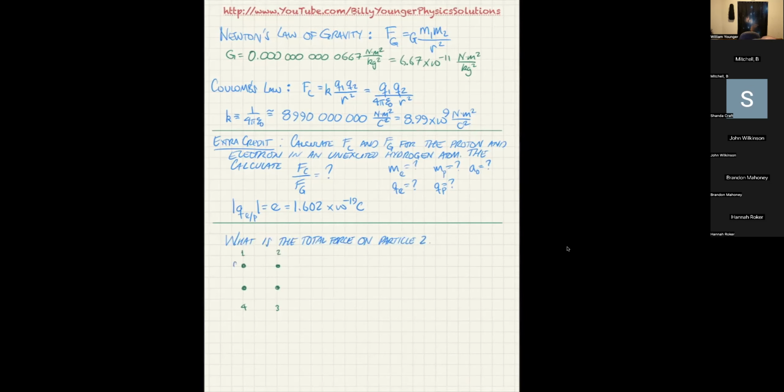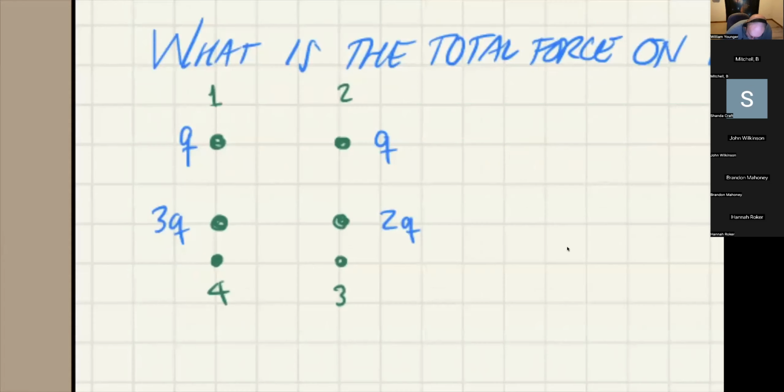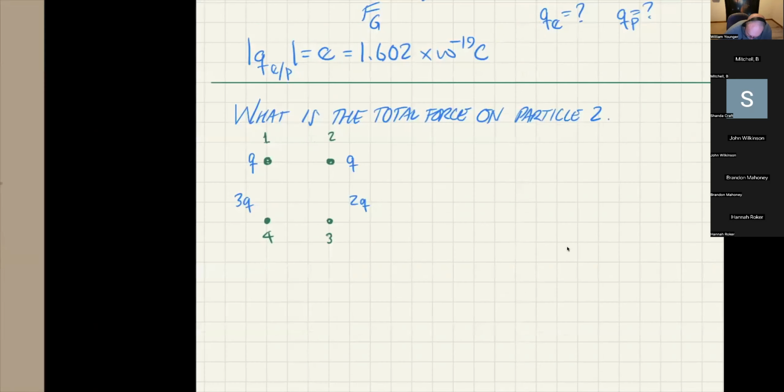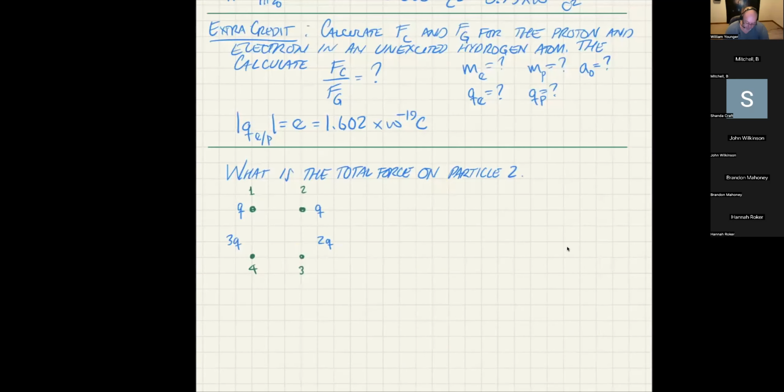This one's going to have a charge Q. This one's going to have a charge Q. This one's going to have a charge of 2Q. And this one's going to have a charge of 3Q. I didn't draw it exactly correctly. Let me fix that. This was supposed to be a square, so I have to put this down here, and that'll allow me to do this real quick.